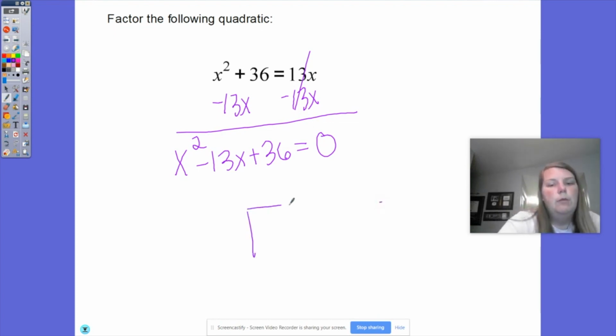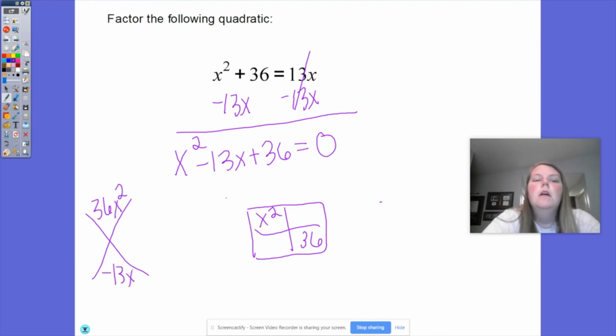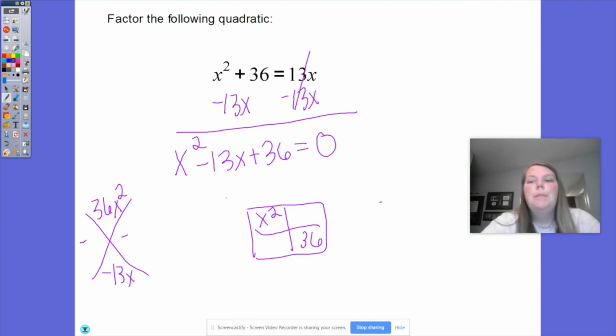So no different. We still want to set up our boxes. So x squared and 36. And when we multiply those together, we get 36x squared, obviously. And then that middle term is negative 13x. So again, same thing as the previous one. Both of those are going to end up being negative.